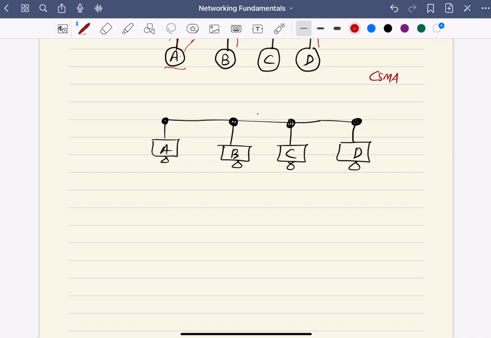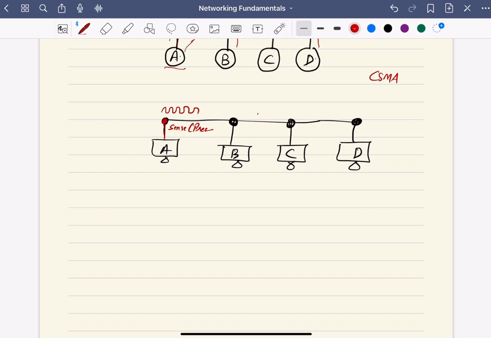In order to avoid it, what's going to happen? If A wants to send the data, first of all, A will use this particular connection and sense it. It will try to see whether any other computer is sending data on this particular channel or not. A just senses and checks whether there is any presence of data. If this is free, A will assume that the channel is free and will start broadcasting the data.